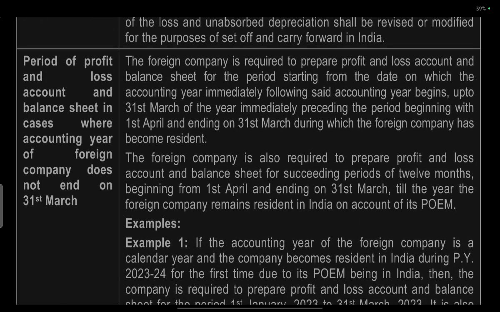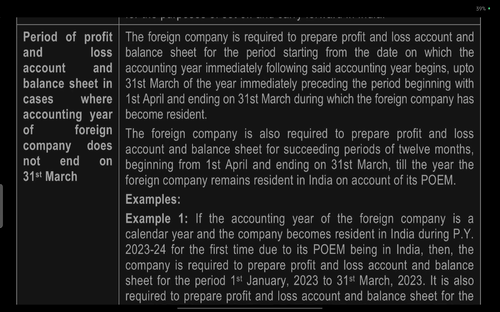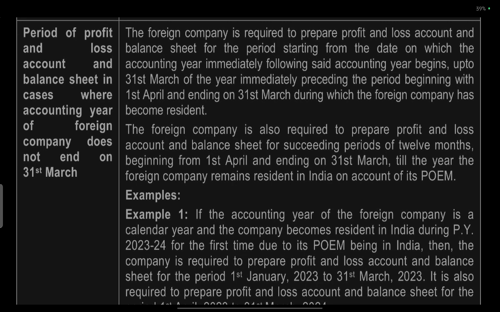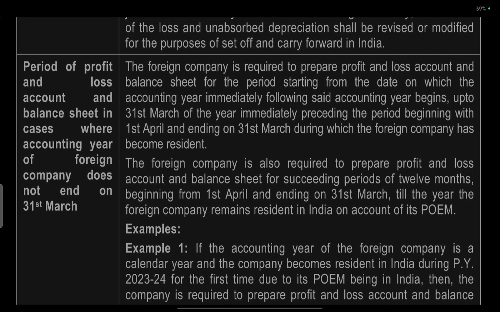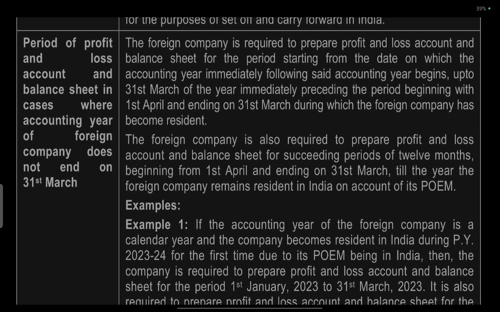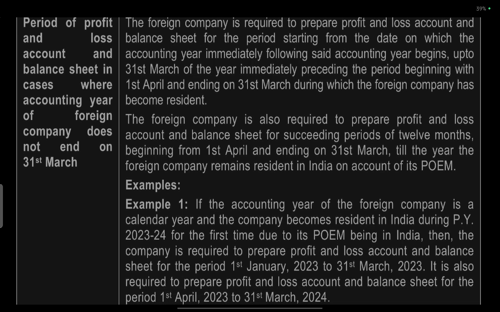Period of profit and loss accounts and balance sheet in case where the accounting year of the foreign company is not ending on 31st March. The foreign company is required to prepare profit and loss account and balance sheet for the period starting from the date on which the accounting year immediately following an accounting year begins, up to 31st March of the year immediately preceding the period beginning with 1st April and ending 31st March during which the foreign company has become resident.